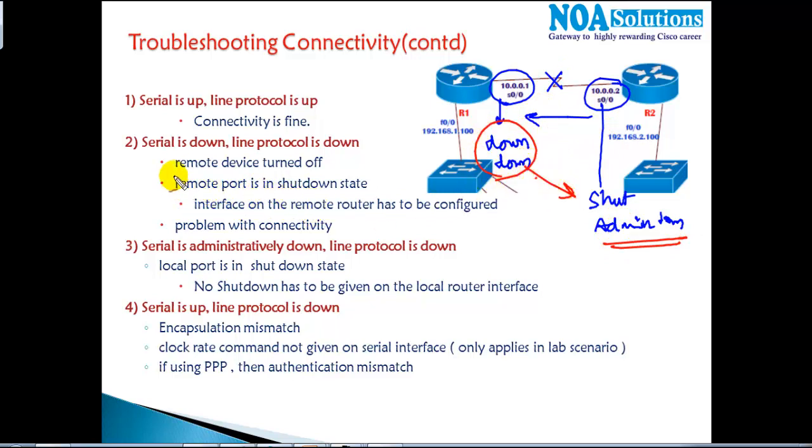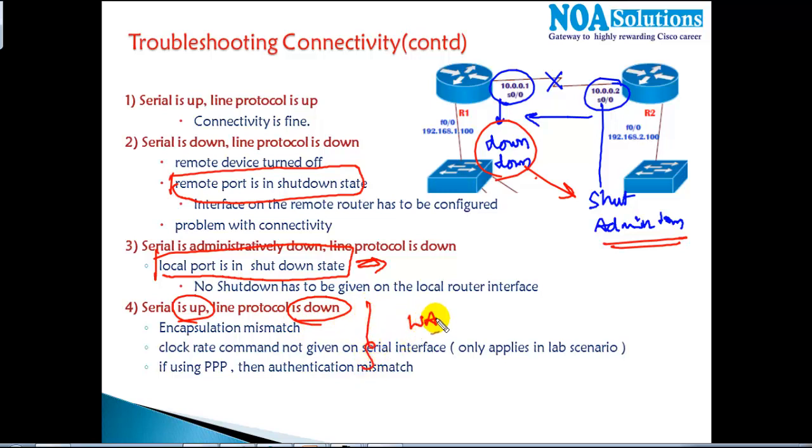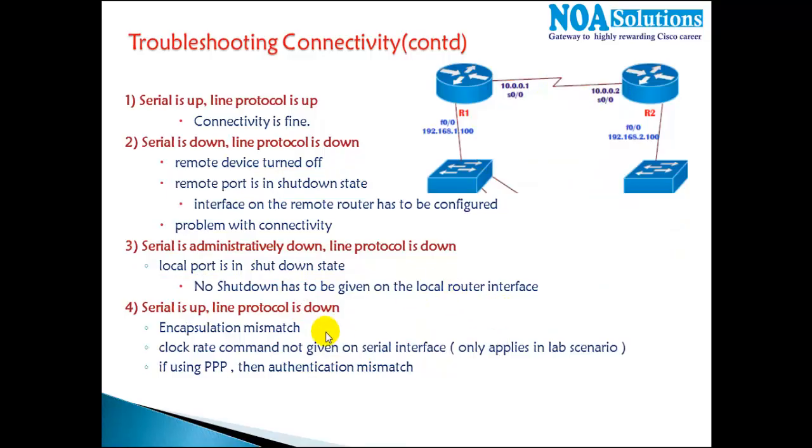If the remote port is in shutdown state, you'll see down down. If the local port is in shutdown state, you'll see administrator down. There's one more kind of status message, up and down. I'll come back to this status message after discussing some WAN protocols and some authentication process. Let's verify these three status messages.